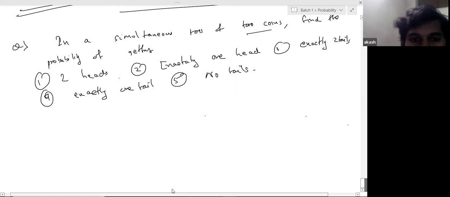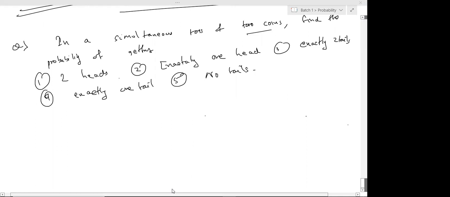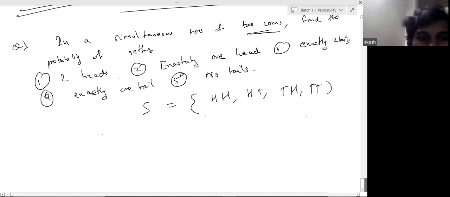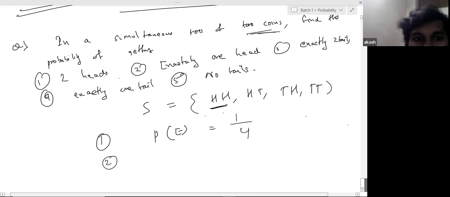Gautam, have you solved this? Yes, sir. Okay. So the sample space would be, if you toss two coins, then head-head, head-tail, tail-head, or tail-tail. This is all you can get, right? So for the first part, you need to get two heads. So there is only one outcome. So 1/4 is the probability. In the second case, exactly one head. So this is one head, this is also one head. So two outcomes. Probability of this event will be 2/4.